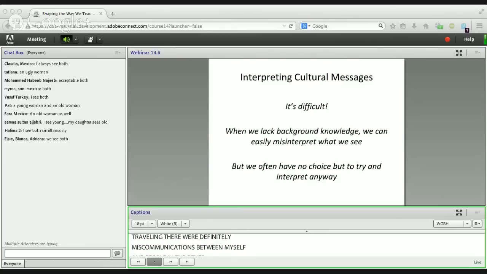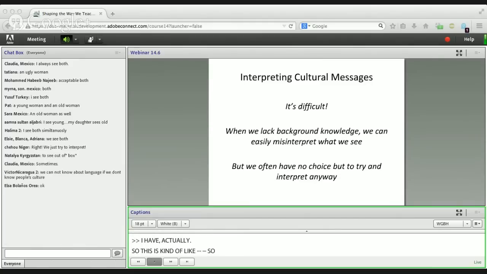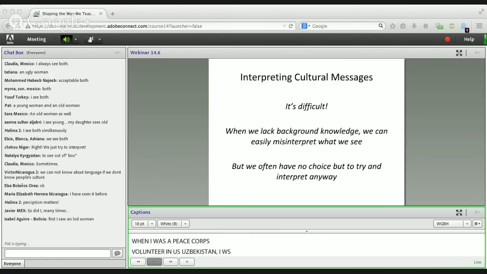I have, actually. So the example would be that this is a situation where I see a young woman and the other person sees an older woman, and we don't know that we disagree. So when I was a Peace Corps volunteer in Uzbekistan, one day I was at the bank standing in line, and there was another American in line also, and someone else in the line, a local gentleman, I noticed was actually staring at the other American, and I got angry.